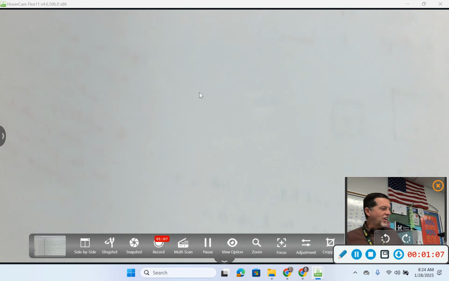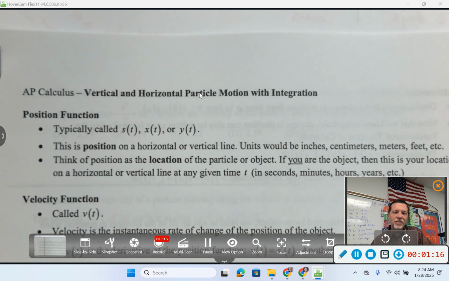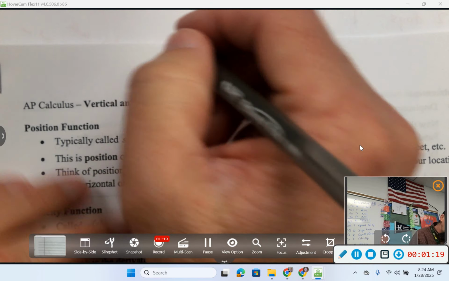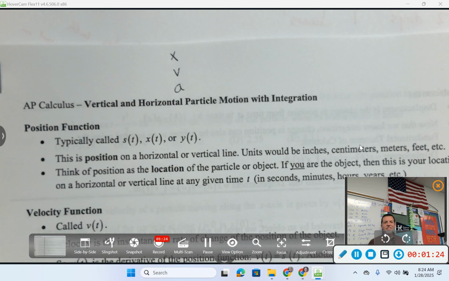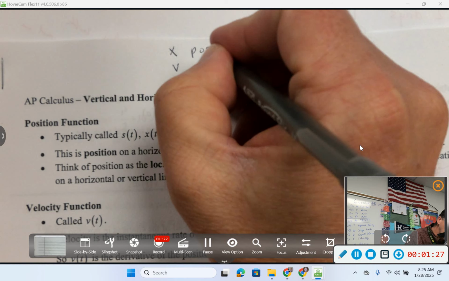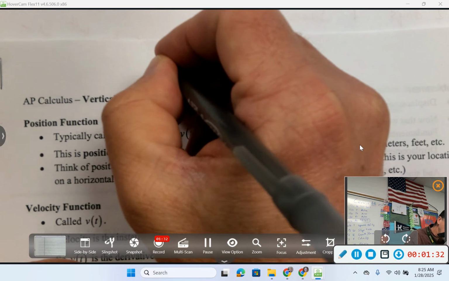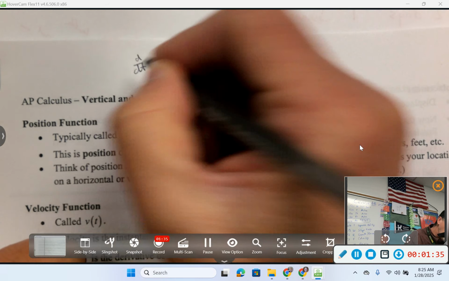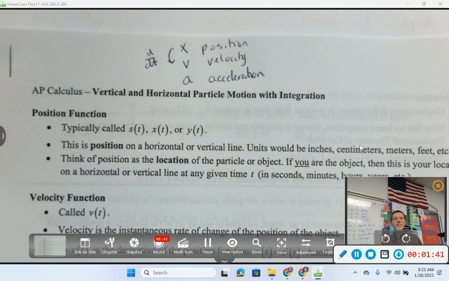So let's walk through the notes. Again, I hope most of it looks familiar. In fact, let's just start. Let me give the super summary of the notes up here at the top. How do we get from position to velocity? What do we do? Take a derivative. And how do we get from velocity to acceleration? Take another derivative.